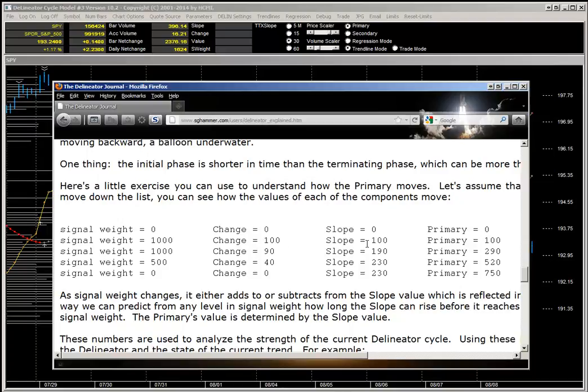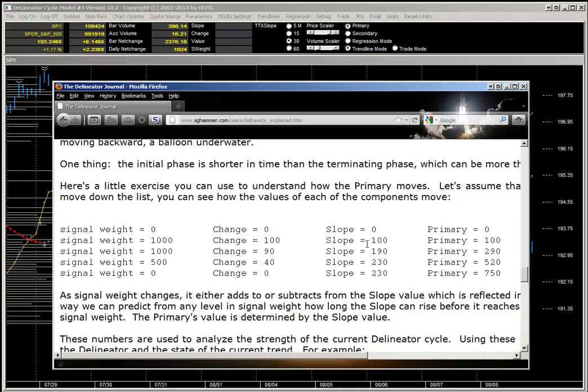The primary value is calculated by using the old value of the primary plus the new value of the slope. So if the primary were 0 at the prior bar and the slope ran to plus 100, the primary would equal 100 because the primary value is equal to the old value of the primary plus the new value of the slope. So 0 plus 100 equals 100. So let's say at time period number 2, signal weight stays at plus 1,000.